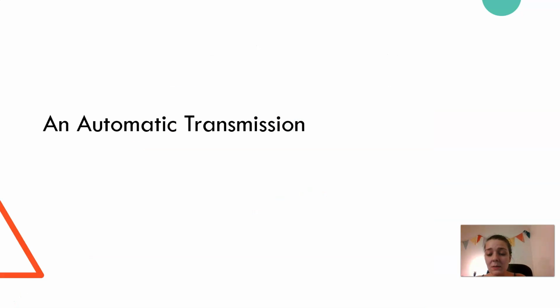Okay, so these words are specific for an automatic transmission. Most cars in the United States are automatic. In other places like Europe, South America, you see more manual cars, but we are talking about automatic cars.